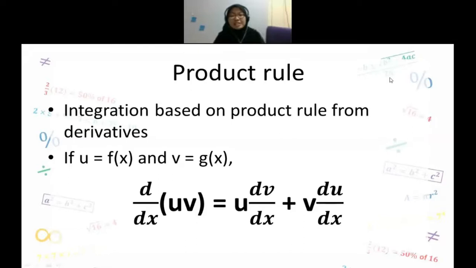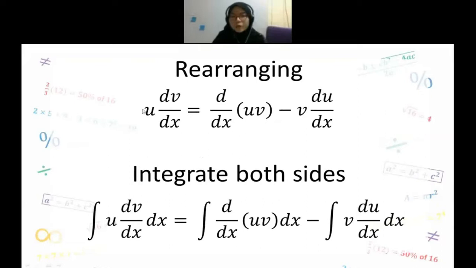Okay, so how to make this product rule equation into an integration formula. We let our first function equal to u and second function g(x) equal to v. So the product rule will be the derivative of uv equals u times the derivative of v plus v times the derivative of u. Rearranging the formula, we get this. This is the rearranged formula, and then we integrate both sides of the formula, and we will get something like this.